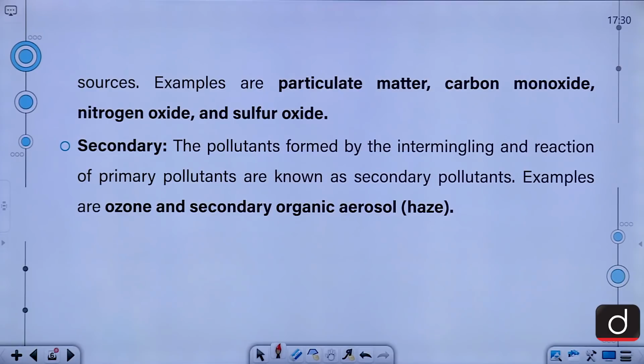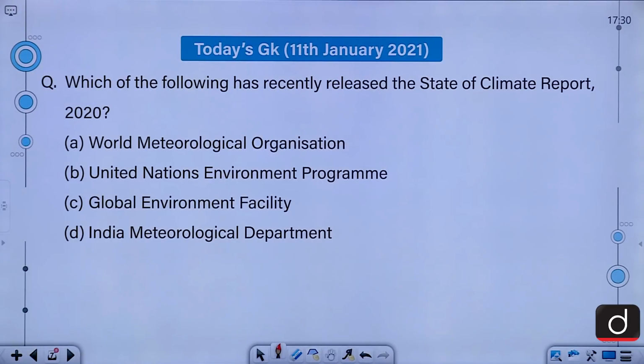If we talk about the secondary pollutants, these are the pollutants formed by the intermingling and reaction of primary pollutants and are known as secondary pollutants. For example, ozone and secondary organic aerosol or haze. Let's move on to our first question.